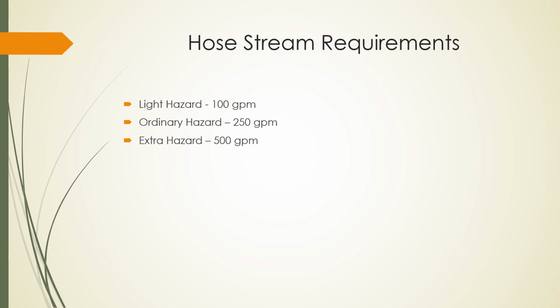And what NFPA 13 has done is, along with either a configuration of piping or a density requirement, they also have a hose stream requirement, meaning that the fire department will supplement the firefighting capabilities with hoses. And as you can see, the light hazard occupancy requires 100 GPM, the ordinary hazard 250, and the extra hazard 500. Now, there are other requirements for other storage configurations that I have not gone into. These are just for the hazard classifications.